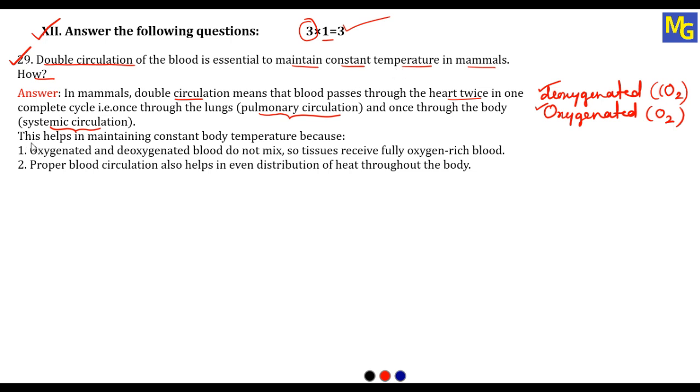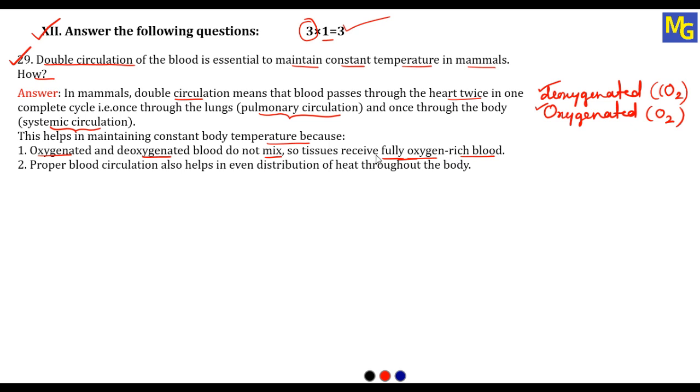This helps in maintaining constant body temperature because oxygenated and deoxygenated blood do not mix. So tissues receive fully oxygen rich blood. So see here, because the oxygenated blood comes once and then deoxygenated blood comes, these both bloods will not get mixed. So the proper amount of oxygen will be carried by the blood to the cells and the proper amount of CO2 will be carried by the blood to the lungs to remove it. And due to this, fully oxygen rich blood will be supplied to each and every tissue in the body.